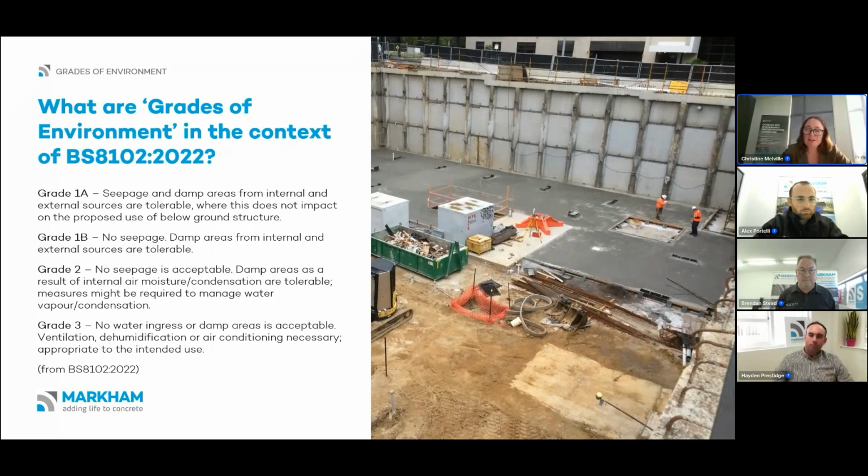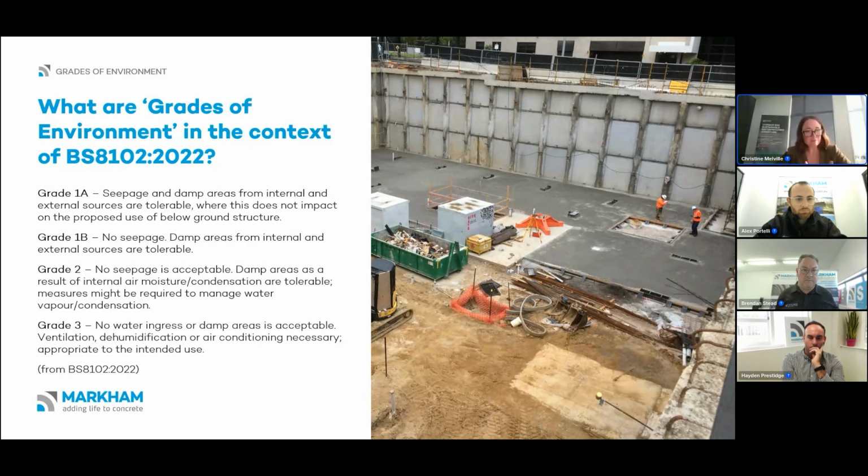At the lower end of the spectrum, you've got a grade 1A basement, and this would be something that we would hope you'd be steering clients away from, because it is the highest risk. But if you're in an area where the water table's a million miles away, you could probably get away with something like a grade 1A. So seepage and damp areas from internal and external sources are fine, as long as it's not impacting on what the structure is going to be used for.